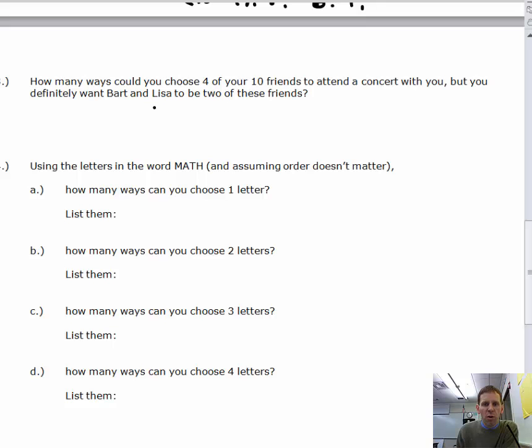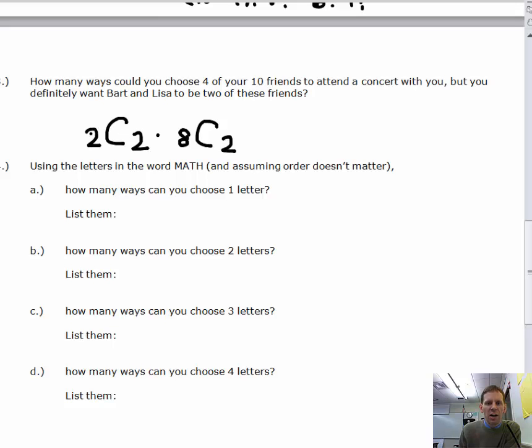We're going to choose 4, but Bart and Lisa are going to be 2 of those 4. So what we're going to do is, out of Bart and Lisa, we want to choose both of them. And then out of the remaining 8 friends who are left, we have 4 friends we can choose altogether. We've already chosen 2, so out of the 8 remaining friends, we're going to choose 2.